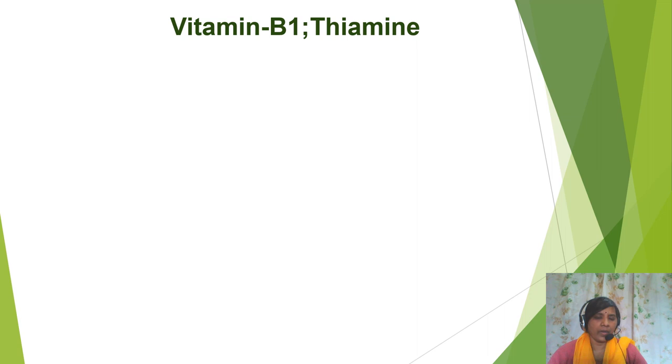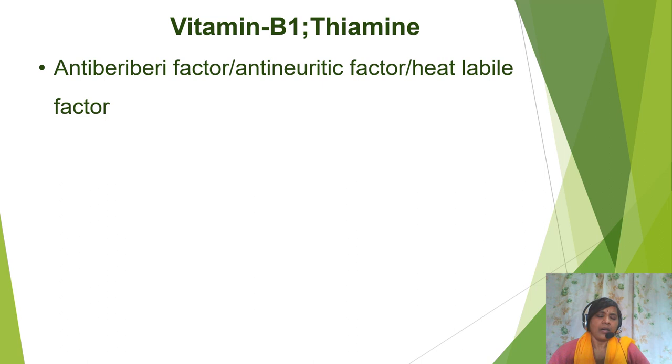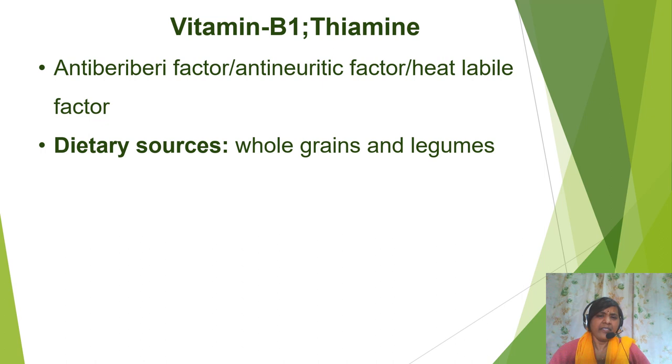So now let us study these vitamins individually. We'll be going through the dietary sources, daily requirements, functions, and the deficiency disorders. Today let me start with vitamin B1, which is also called thiamine. Thiamine is the chemical name of vitamin B1. It is also called the anti-beriberi factor, anti-neuritic factor, or heat labile factor. Heat labile factor refers to the fact that this vitamin is inactivated or lost at high temperature. Hence, vitamin B1 is also known as the heat labile factor.